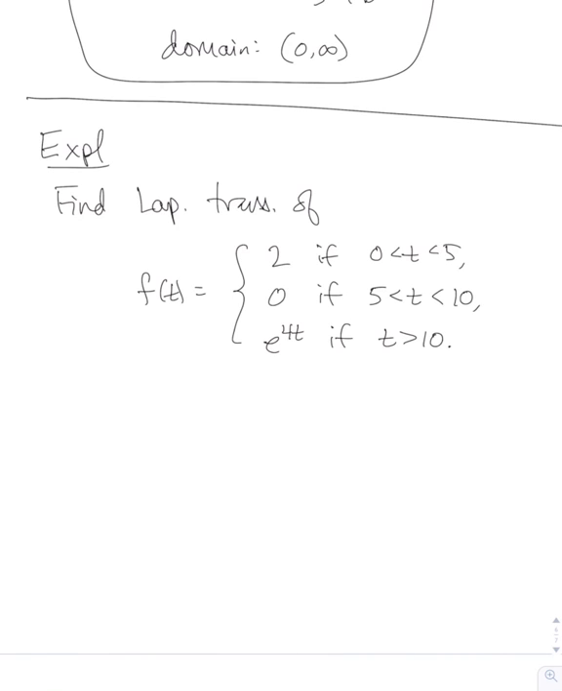Now this function is actually not defined at 5, and it's not defined at 10. And in the beginning I said that the function you plug into the Laplace transform should be defined on all of 0 to infinity. So on the surface it looks like this is a problem. It's actually not a problem. I was just being a little sloppy in what I was saying. It's okay for it to not be defined at these isolated points because the integral that defines the Laplace transform is still going to make sense.